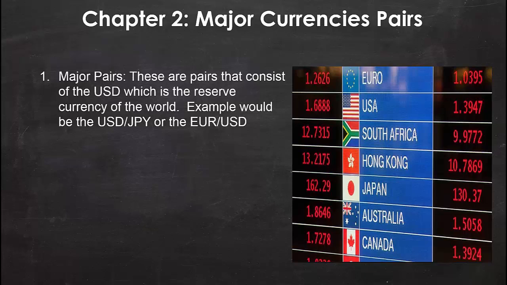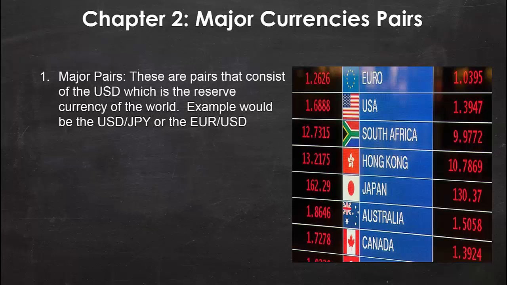Now, there are different types of currency pairs in the currency market. You have major pairs, cross pairs, and then what is considered an exotic pair. Now, the major pairs, these are pairs that consist of the U.S. dollar, because the U.S. dollar is the reserve currency of the world. Anything that consists of the U.S. dollar in the financial transaction is an example of a major pair, such as the U.S. dollar, Japanese yen, euro to U.S. dollar, Australian dollar, U.S. dollar, and so on and so forth.